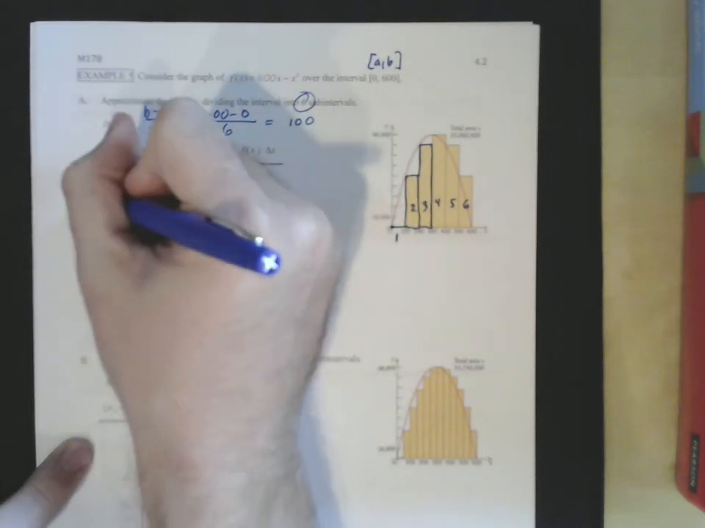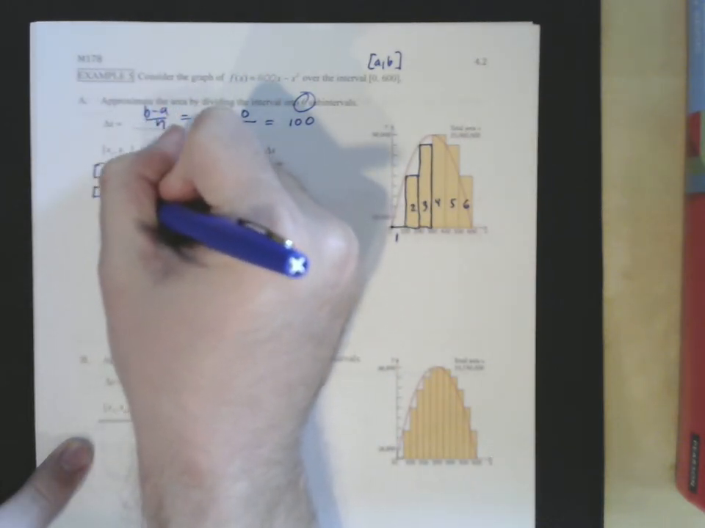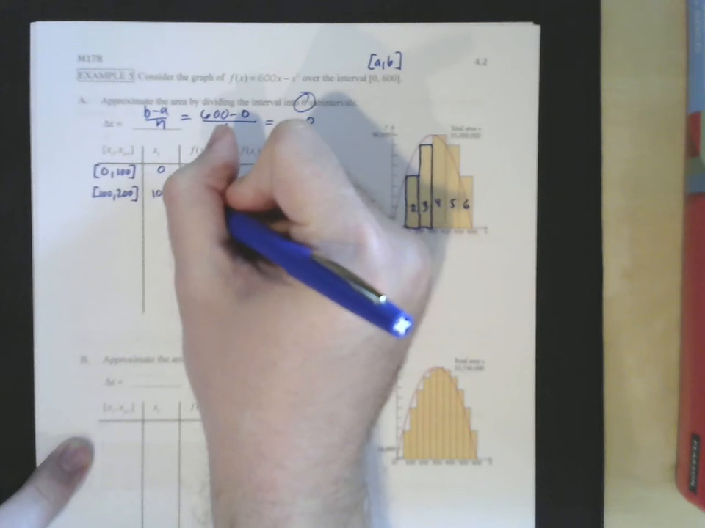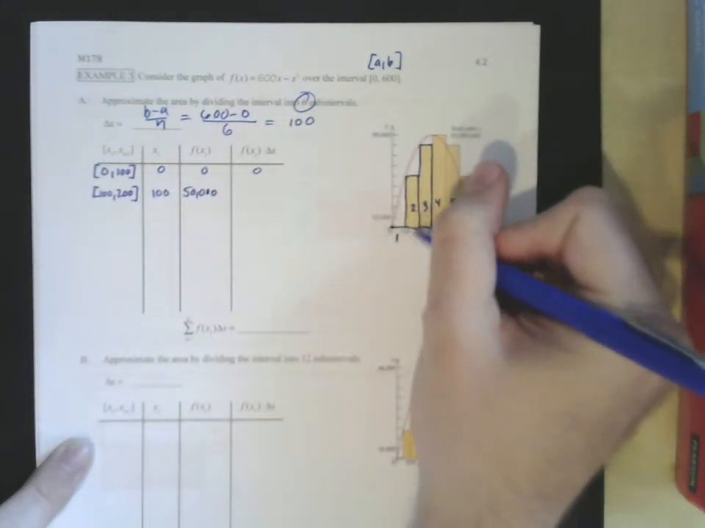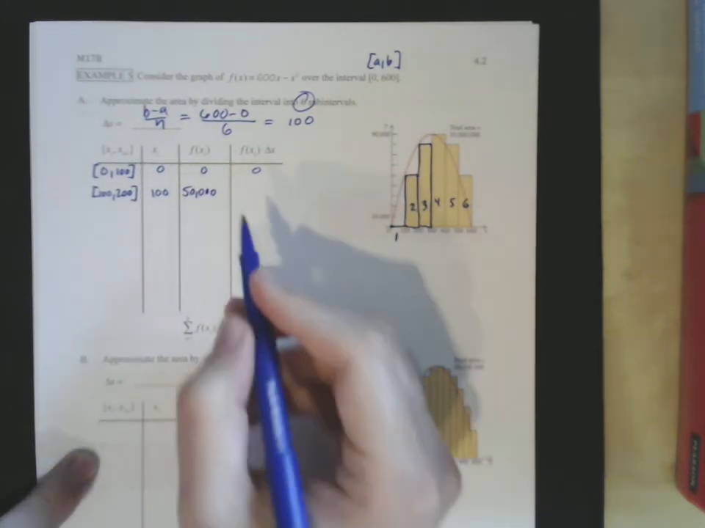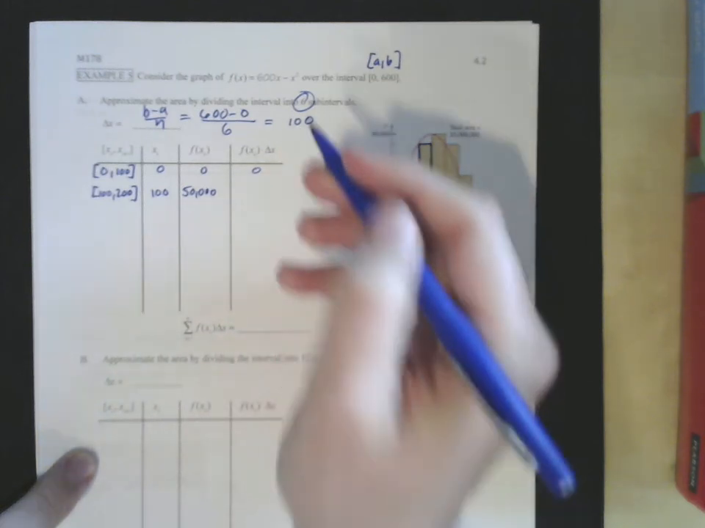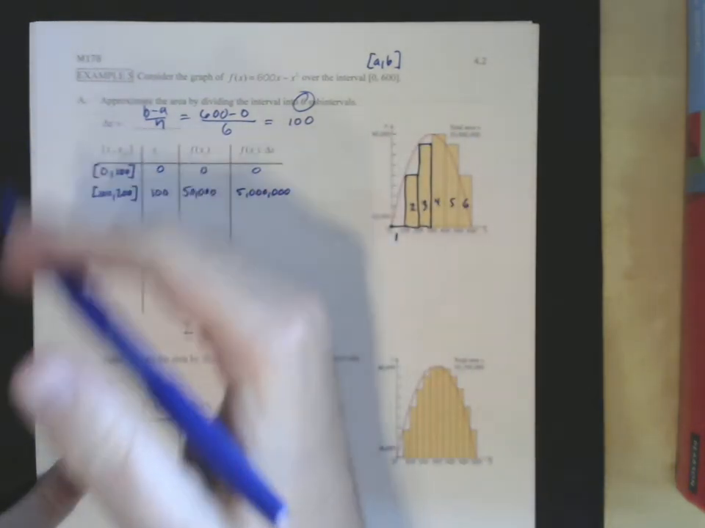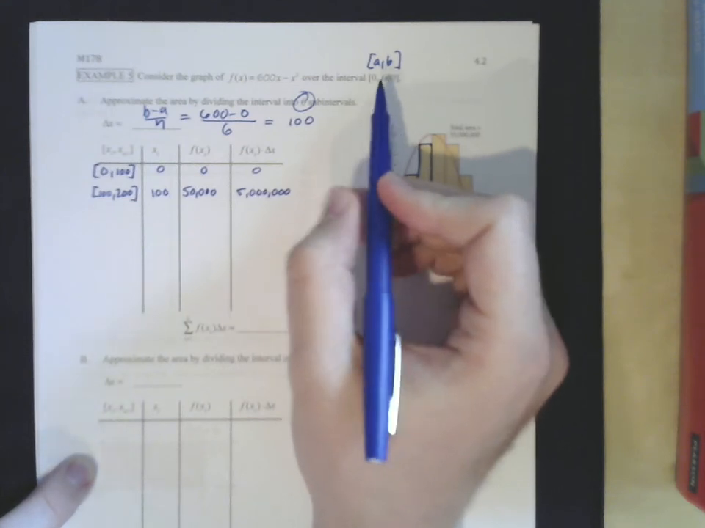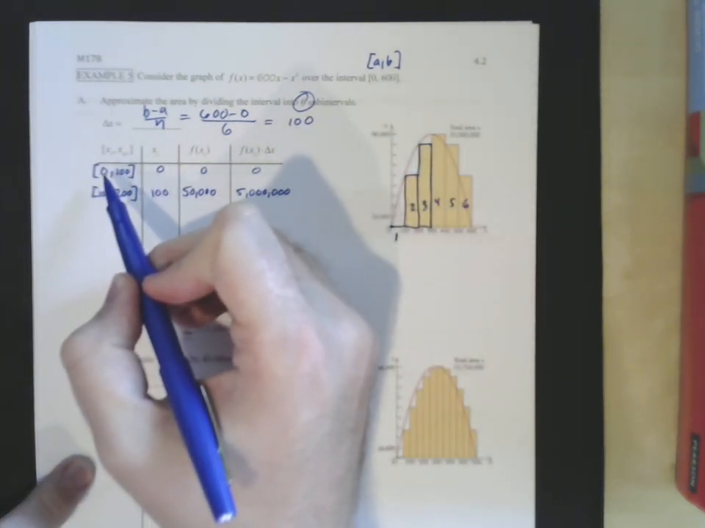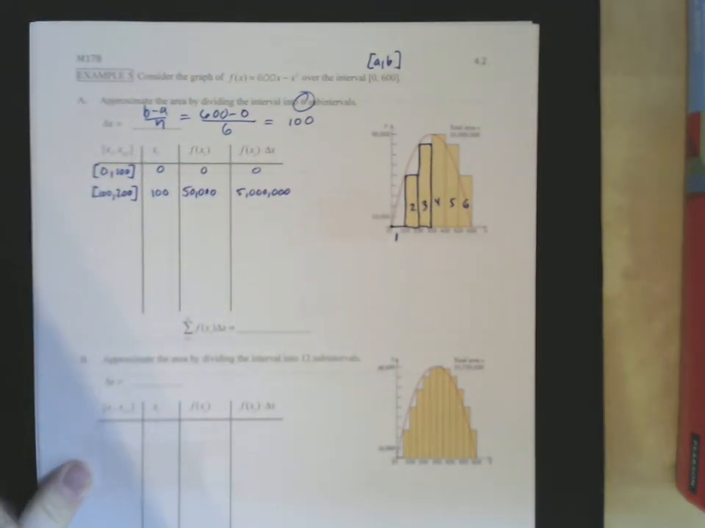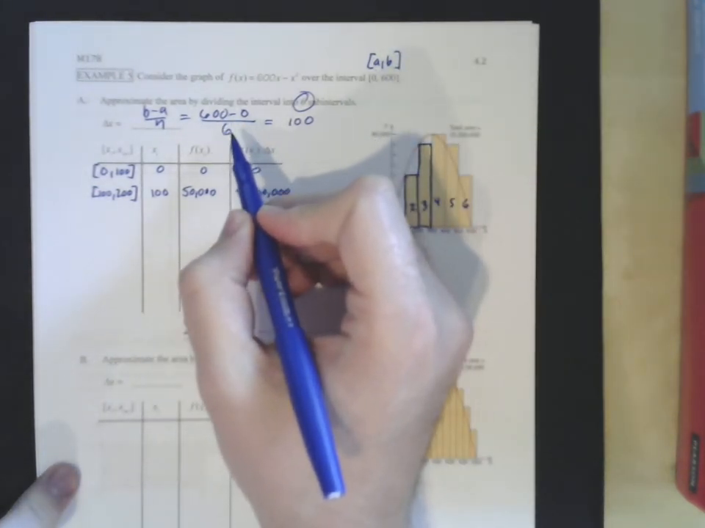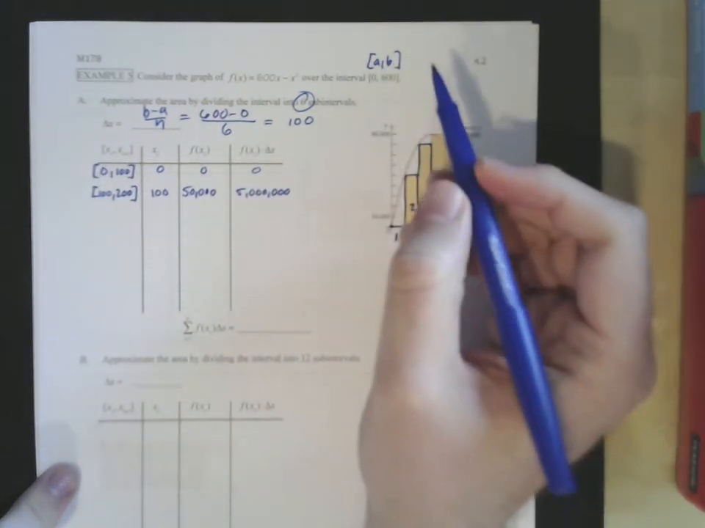So the next interval is 100 to 200. x sub i is 100. f of x sub i is f of 100, which is 50,000. You can plug it in or you can use the graph. And then 50,000 times delta x, which is 100, is 5 million. And then we do this for every rectangle we have. You know you've done it right if x sub 1 is a. For us, that's 0. And you just add delta x's, and your nth one, in this case our 6th rectangle, should end at b.